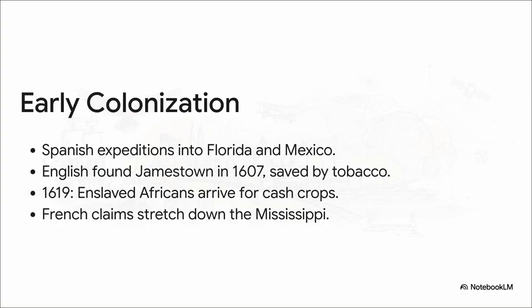You see, early colonization wasn't just people looking for a new home. It was a frantic, overlapping scramble for land and power. You had Spanish expeditions pushing up into Florida and Mexico, while French claims were stretching way down the Mississippi River. Meanwhile, the English barely survived in Jamestown, really only scraping by thanks to a highly lucrative new crop, tobacco. And that relentless pursuit of profit laid a truly horrific foundation. By 1619, the first enslaved Africans were brought over to work those massive colonial cash crops, starting a brutal system of slavery that would haunt the continent for centuries.